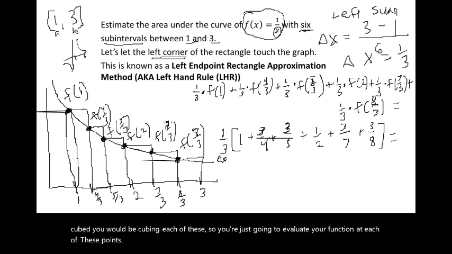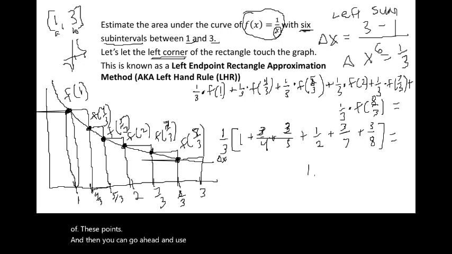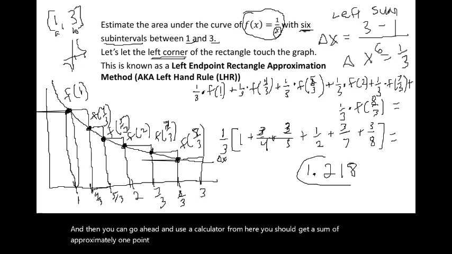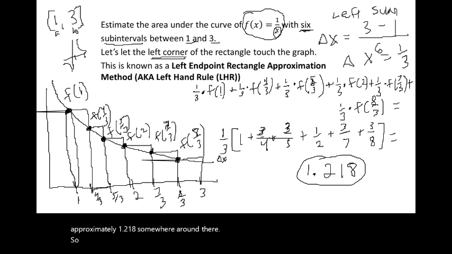And then you can go ahead and use a calculator from here. You should get a sum of approximately 1.218, somewhere around there. So that means that the left Riemann sum approximation for the area underneath this curve is 1.218.